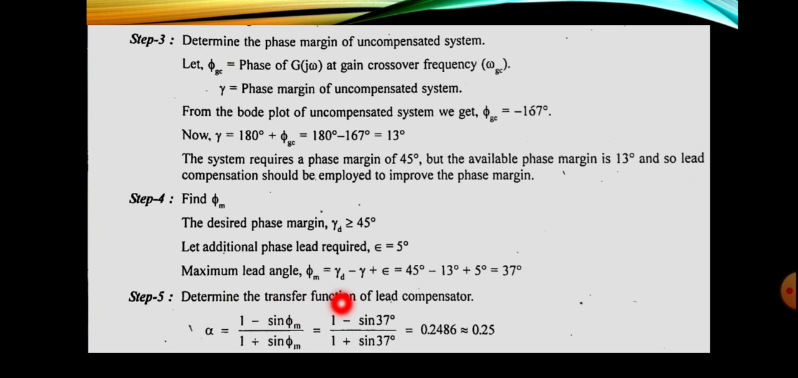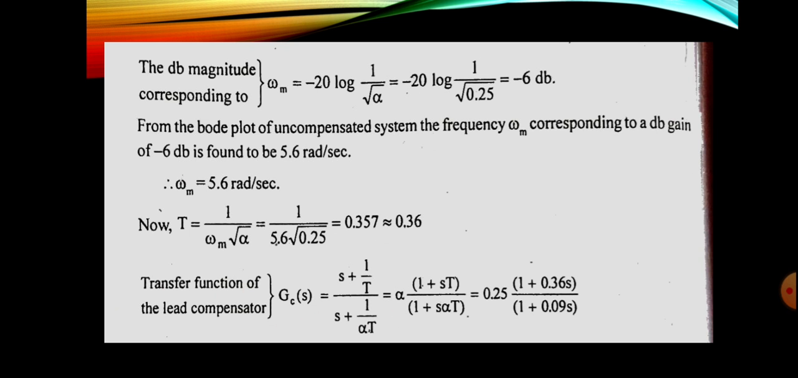That will be equal to 1 minus sin 37 divided by 1 plus sin 37, that is approximately equal to 0.25. Similarly, once you get the alpha value, you can find the t value, but you know that here t will be equal to 1 by omega m into root alpha. Alpha value you have, but omega m you don't have. So for finding the omega m value, there is an equation: minus 20 log 1 by root alpha. That will be equal to minus 20 into log 1 by root 0.25. That is equal to minus 6 dB. So omega m equal to minus 6 dB.